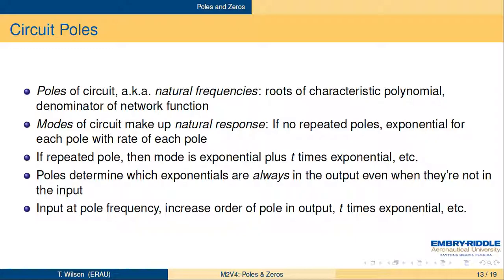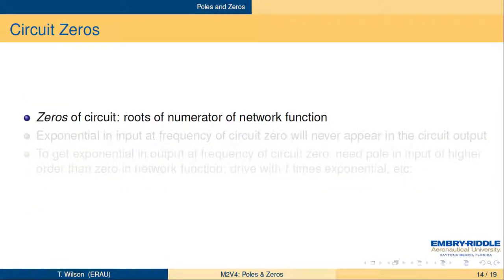Now, if you happen to drive the circuit at a pole location, then you're going to increase the order of that pole in the output. So if you had a single order pole in the circuit and you drive the pole at that frequency, you're going to get t e to the minus pole location. You're going to get t e to the pole location, etc. If you have a double pole and you drive it, you're going to get a t squared e to the minus pole location. So poles show up in the output.